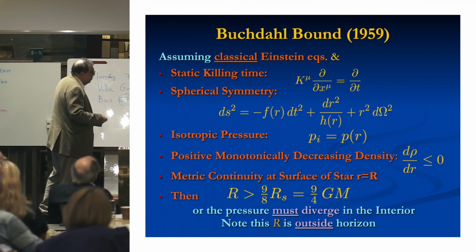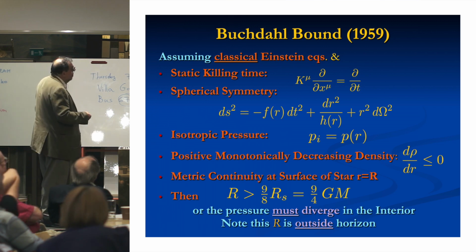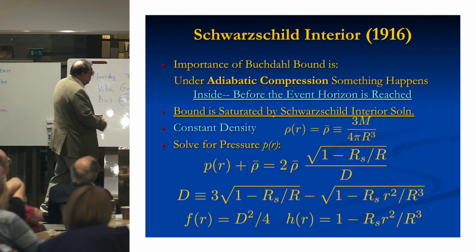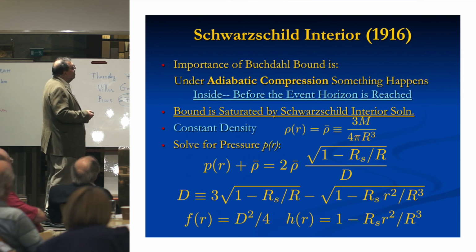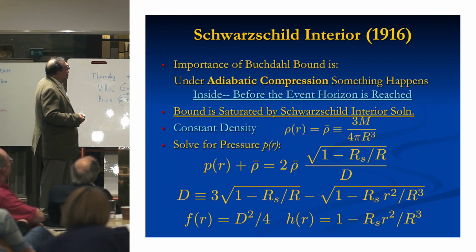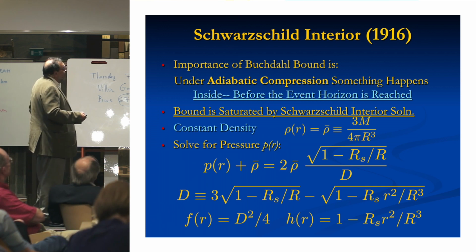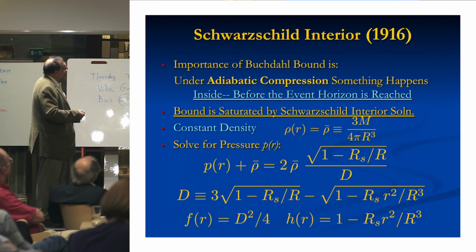So let's look at the case which saturates this bound, which is the case where d rho dr is equal to 0. In other words, rho is a constant. Well, that is what Schwarzschild did back in 1916. He looked at the case of a constant density interior, and I just want to emphasize that this Buchdahl bound says that under adiabatic compression, so I imagine I have a sequence of stars, all of which are static at different radii, no matter what the equation of state is, again, this has the same features as the singularity theorems.